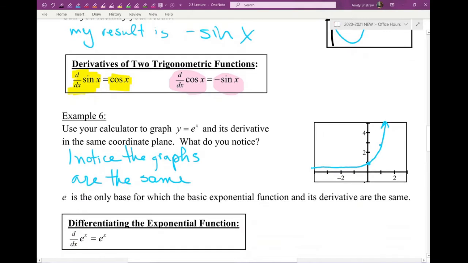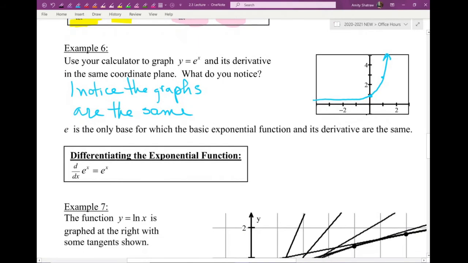All right, so e is the only base for which the basic exponential function and its derivative are the same. If we change the base to anything else, we're going to have to add a constant, and you'll see it. So when we move to differentiating more than just e to the x, I'll show you what that looks like. But for now, we have this tool that we've been investigating on our calculator: e to the x, when I take the derivative of it, I get e to the x.